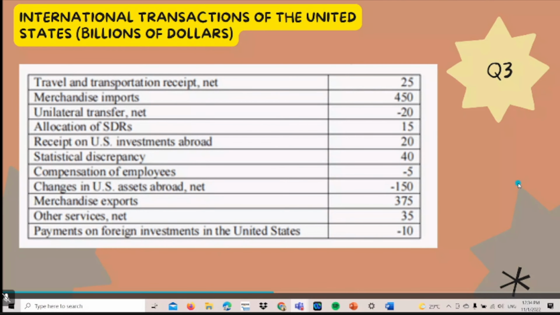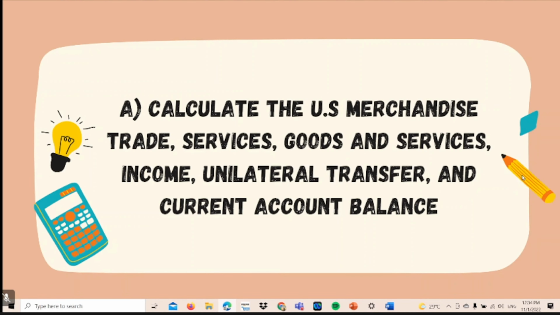This is the table of international transactions of the United States. A. Calculate the U.S. merchandise trade, services, goods and services, income, unilateral transfers, and current account balance.